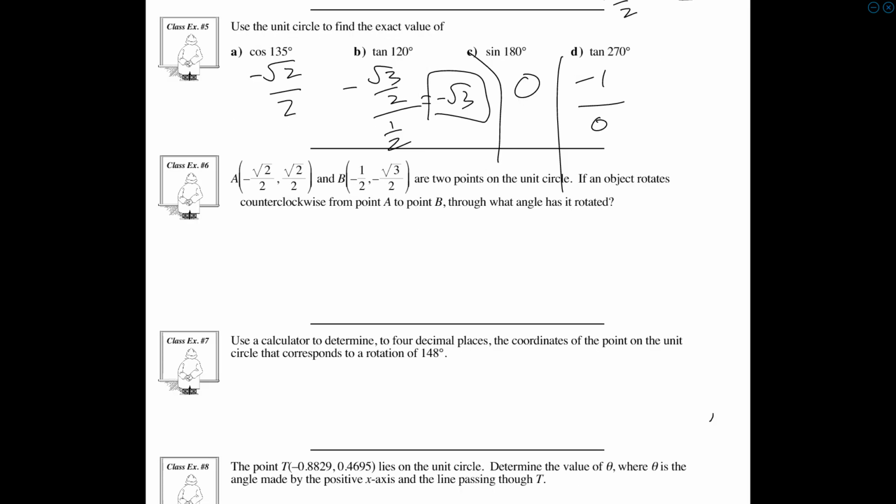How about this next one? A and B are 2 points on the unit circle. If it rotates from A to B, and recognize counterclockwise, pretty important thing here to see. If it goes counterclockwise from A to B, what angle is it rotated? So first of all, what point is A at on the unit circle? 135. Yeah, so this is 135 degrees, nice.